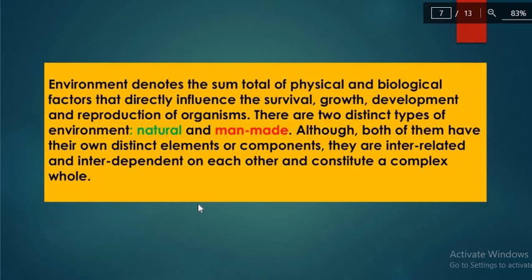Environment denotes the sum total of physical and biological factors that directly influence the survival, growth, development, and reproduction of organisms. There are two distinct types of environment: natural and man-made environment. Although both of them have their own distinct, meaning different, elements or components, they are interrelated and interdependent on each other and constitute a complex whole. Let me make you clear.